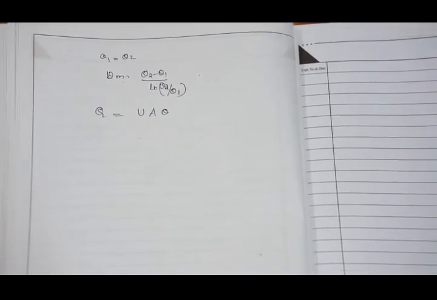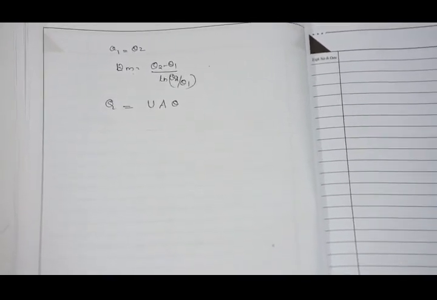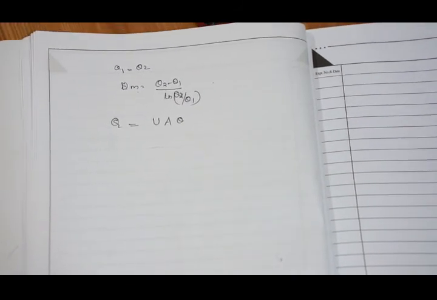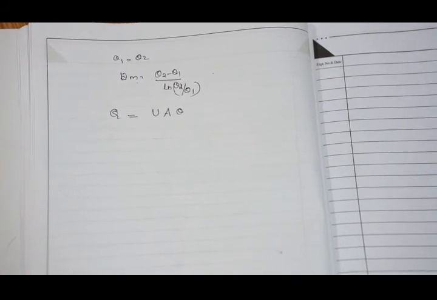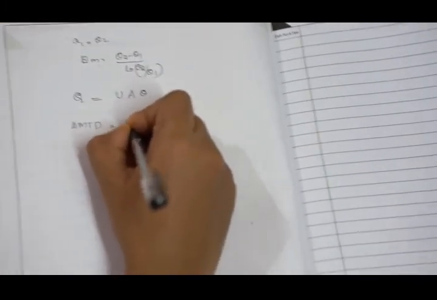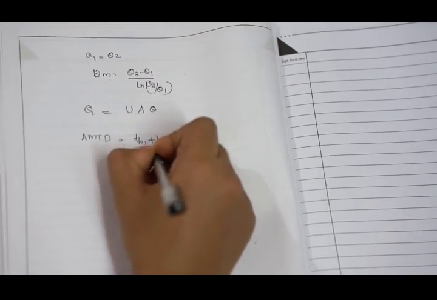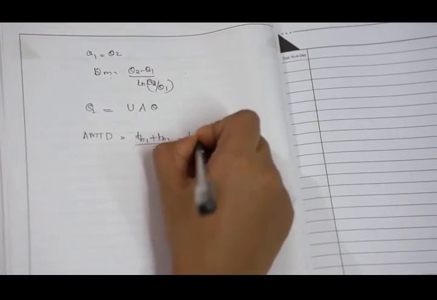When the temperature variation of the fluids is relatively small, the temperature variation curves are approximately straight lines, and adequately accurate results are obtained by taking the arithmetic mean temperature difference, that is AMTD. AMTD is equal to TH1 plus TH2 divided by 2 minus TC1 plus TC2 divided by 2.